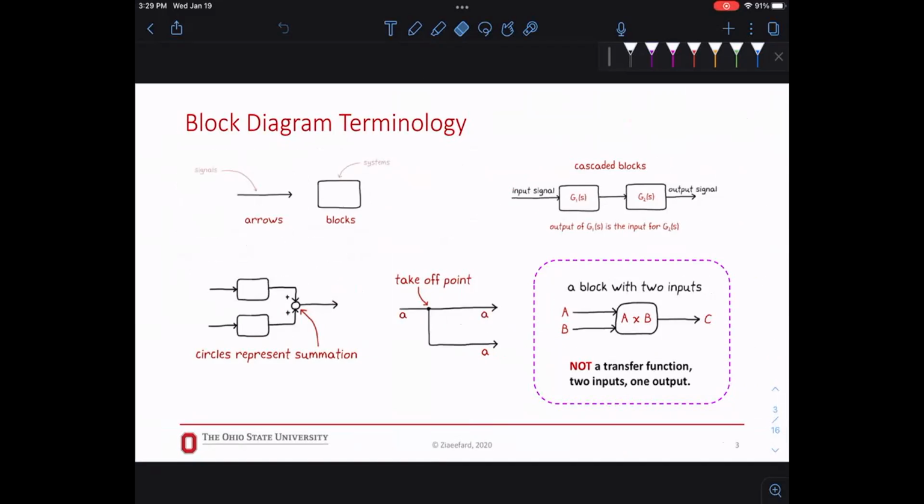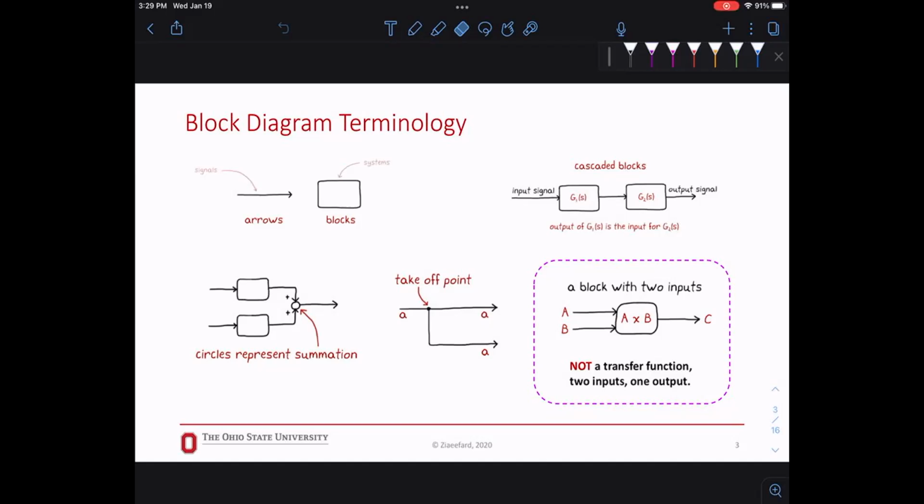They are back to back in series. You have an input signal, a signal from G1 goes to G2, and then your output signal. They could come into a summation point, a circle with signs. The signs are important. The direction of the arrow is important for the math.